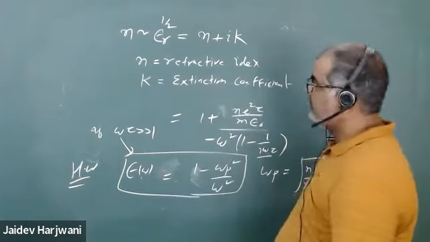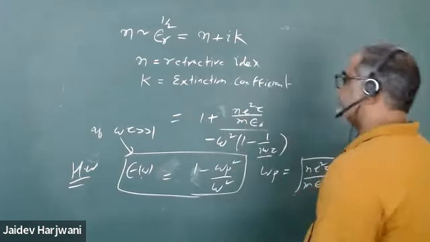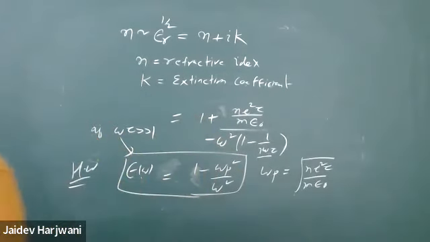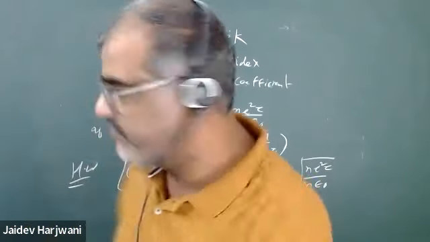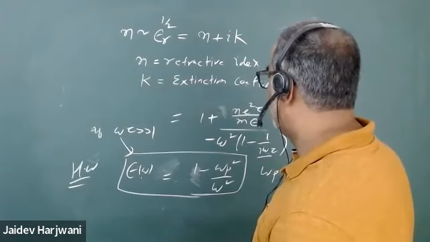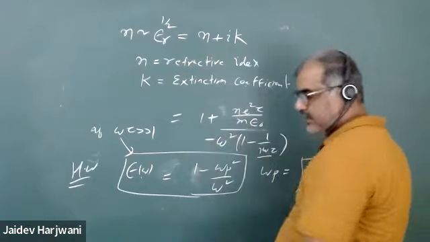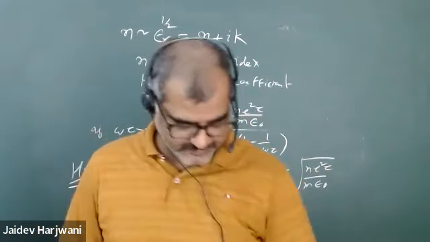So this is your extinction coefficient. And in terms of these parameters, I can define the absorption and reflection of the material. How much a material will absorb or reflect depends on these values, n and k, the refractive index and extinction coefficient.